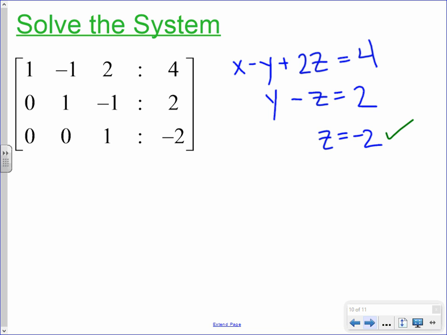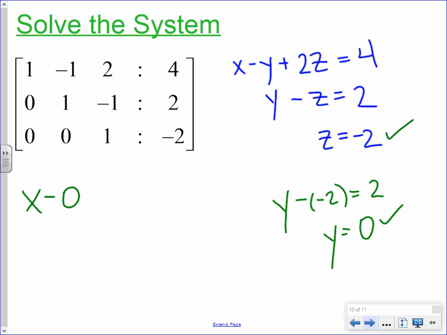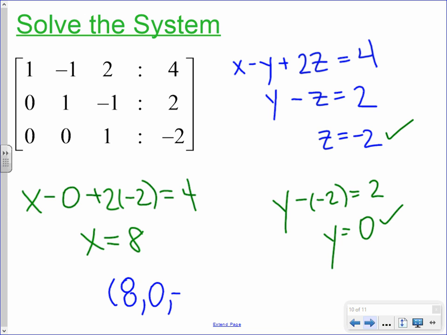Z is -2. What do we do with that? Go back up 1. Y minus -2 is 2. What is y? Okay. Go back up to the first equation. X minus y plus 2z equals 4. What is x? So the solution to our system is 8, 0, -2.